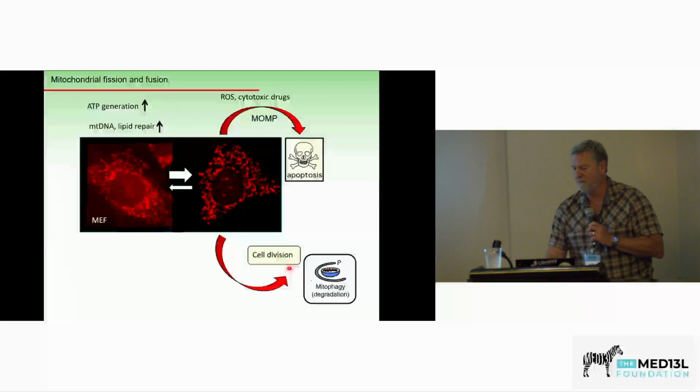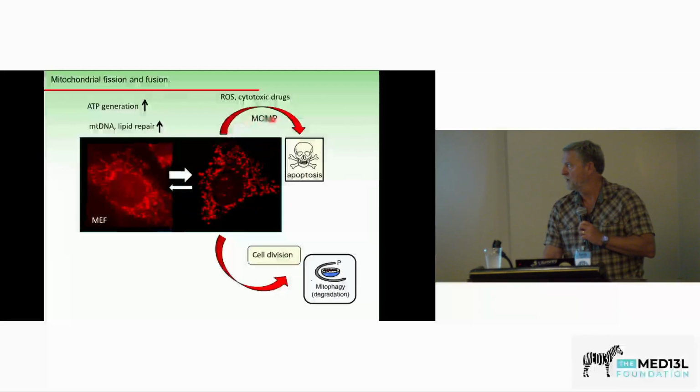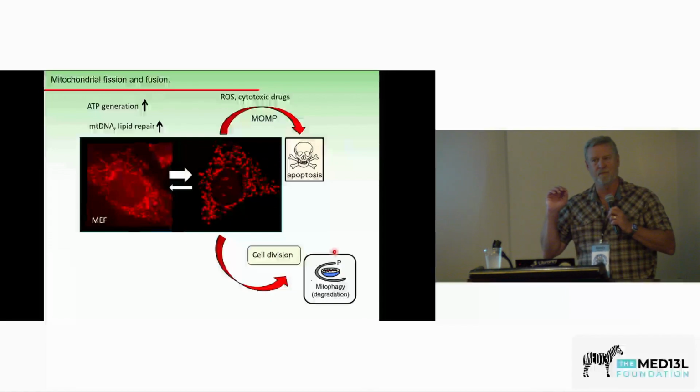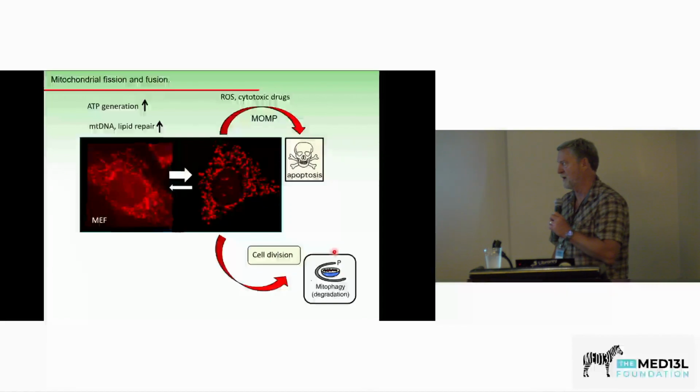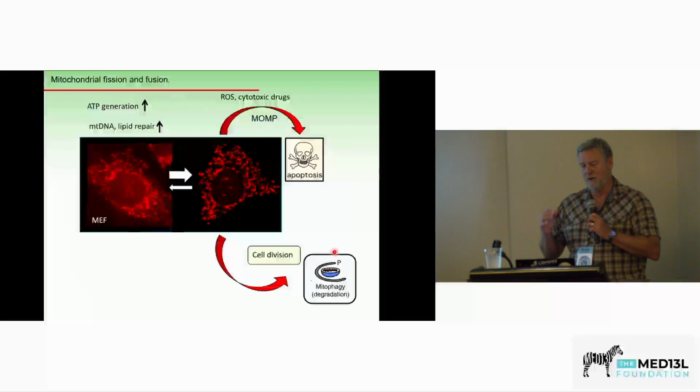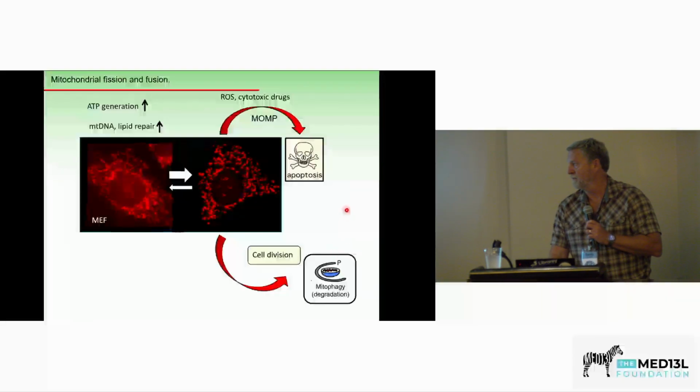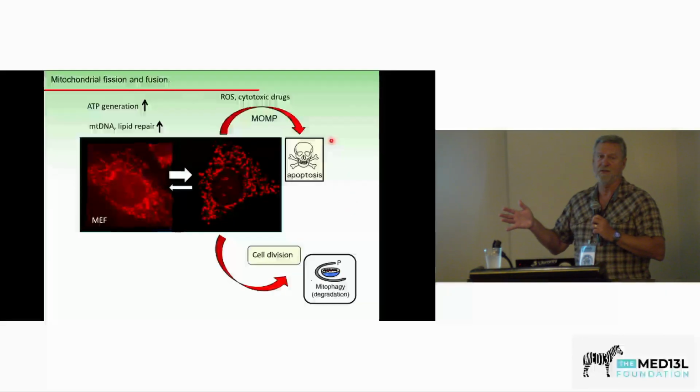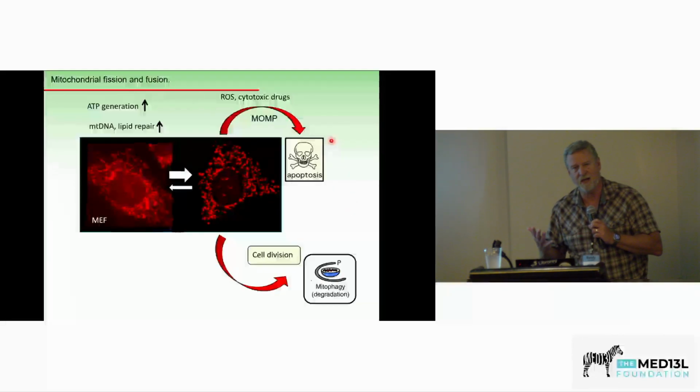So anyway, you've got mitochondria fragmenting when the cells want to die. You've got mitochondria fragmenting when the cells want to live. And you've got mitochondria fragmenting when the cells want to get rid of some dysfunctional mitochondria. The problem is that the same protein, DRP1, is involved in mitochondrial fission in all three cases. So how does the cell decide? How does it do that?